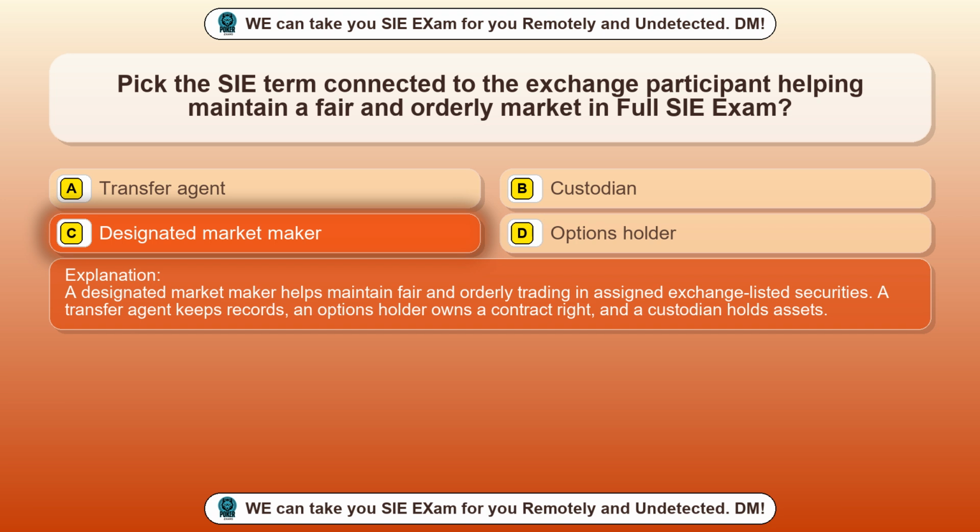A designated market maker helps maintain fair and orderly trading in assigned exchange-listed securities. A transfer agent keeps records, an options holder owns a contract right, and a custodian holds assets. Question 91.